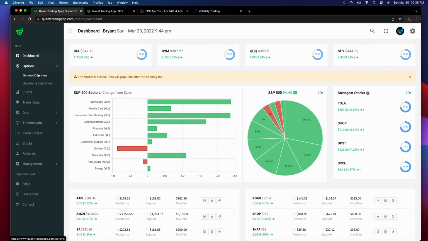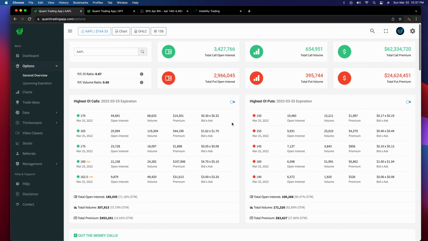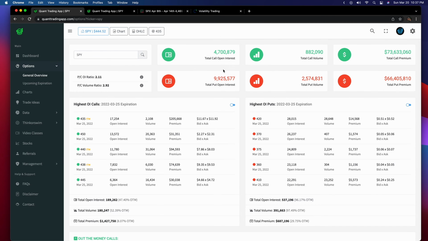I'm going to keep this focus on just the SPY for now. Let's go to the general overview and look at the options chain for the SPY right here. There was actually a shorter way to get to it. I could have just clicked the options icon next to the SPY. But anyway, this is our options chain.